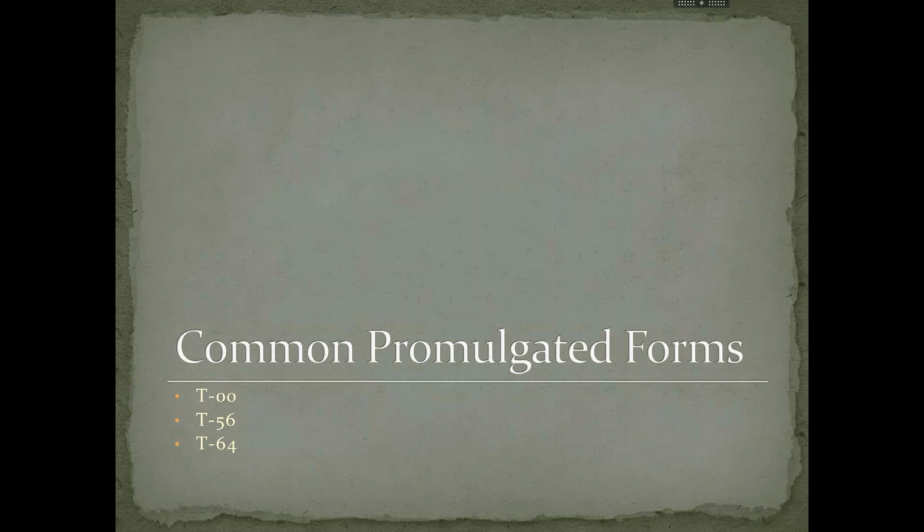So I wanted to go over some of the more commonly seen promulgated forms, such as the T00, if you're being specific, the T56, which is your owner's policy rejection form, and then the T64, which is, of course, the Texas disclosure. Now, the basic manual itself has quite a few promulgated forms, and these are only 3 of them. But these are probably the most common 3 that you're going to see in your office.